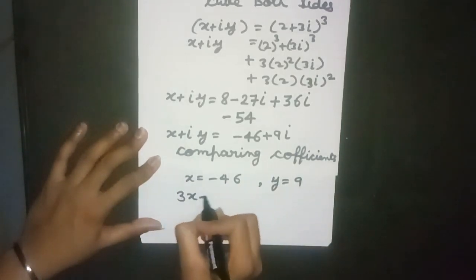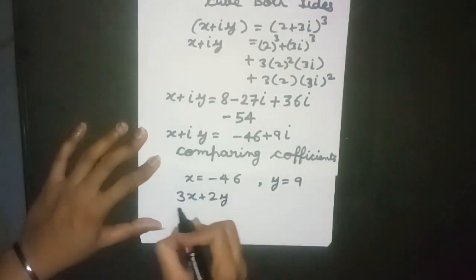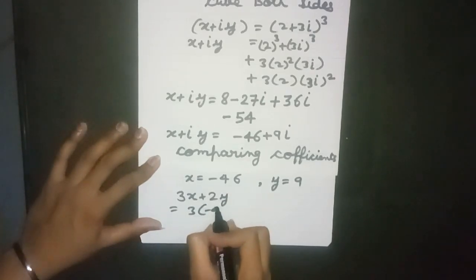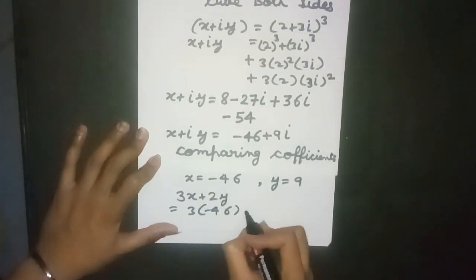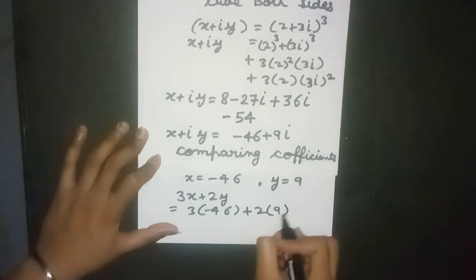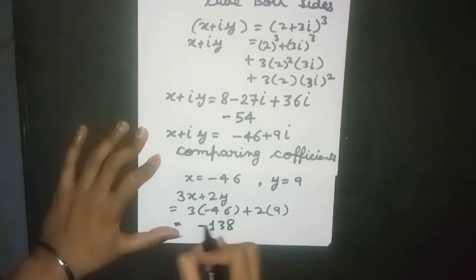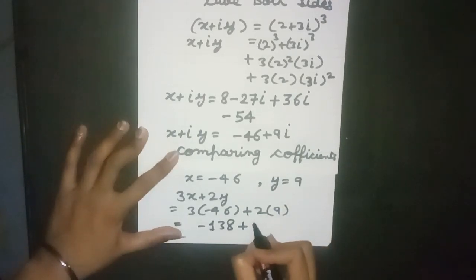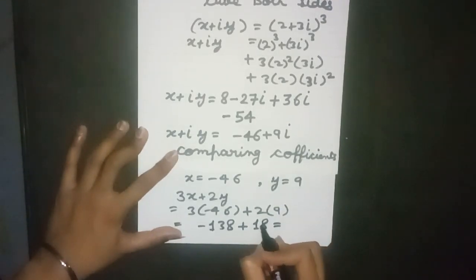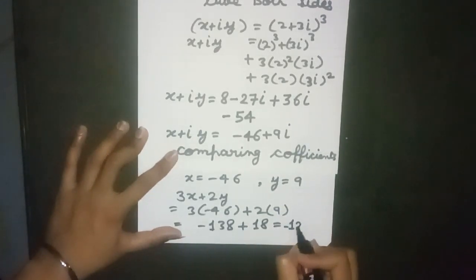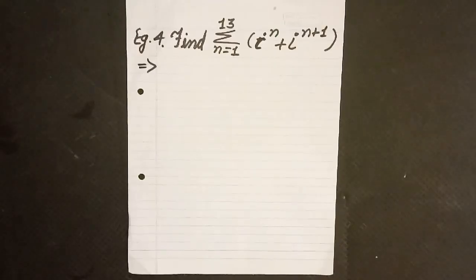So let's put in 3x plus 2y. We will put the values of x and y: 3 multiplied by minus 46 and 2 multiplied by 9. We will get minus 138 plus 18, that is equal to minus 120. So this is the answer. Got it? Let's take example 4.